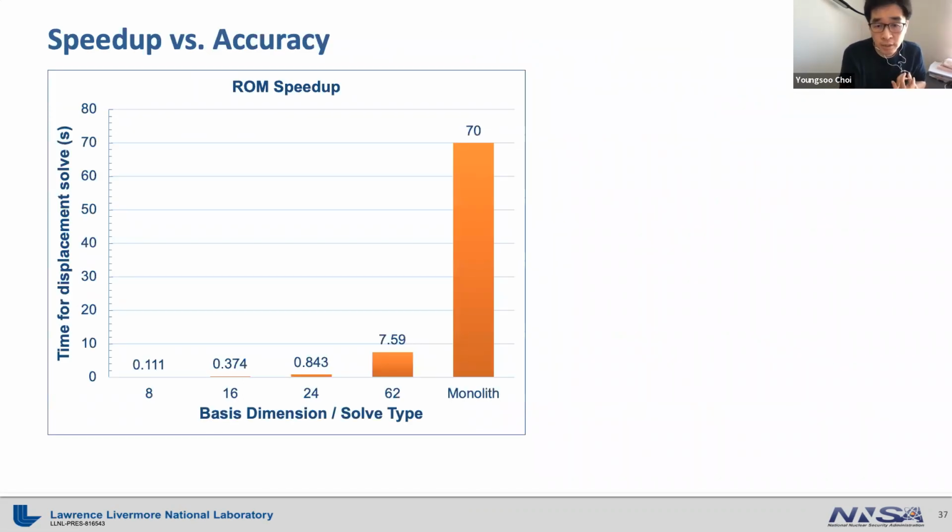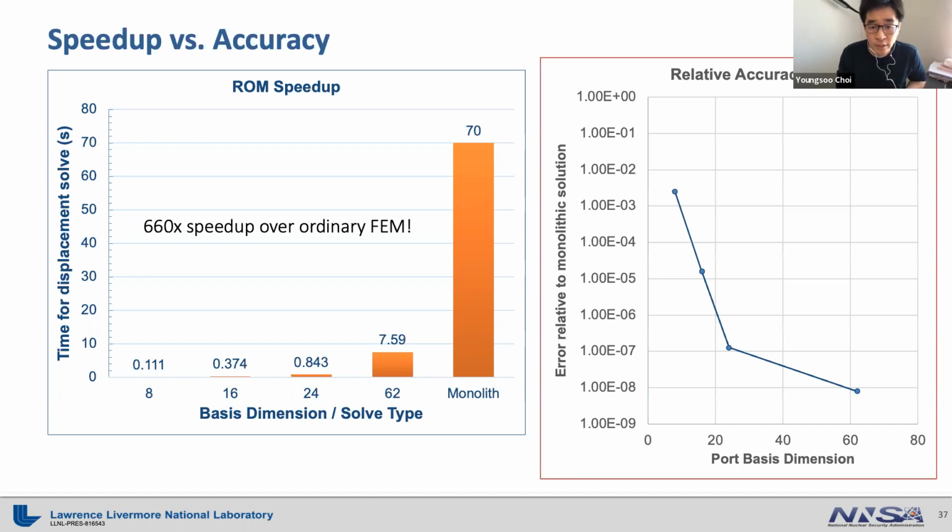And now let's look at the speed up and accuracy of the component-wise reduced order model. For this particular numerical example, the component-wise reduced order model achieves a 660 times speed up with respect to the monolithic finite element method solve. For accuracy, we easily achieve a relative error of less than 1%. And the nice thing about this model is that the accuracy can be tuned by adding more bases. We observe an exponential improvement of accuracy as we slightly increase the basis size.